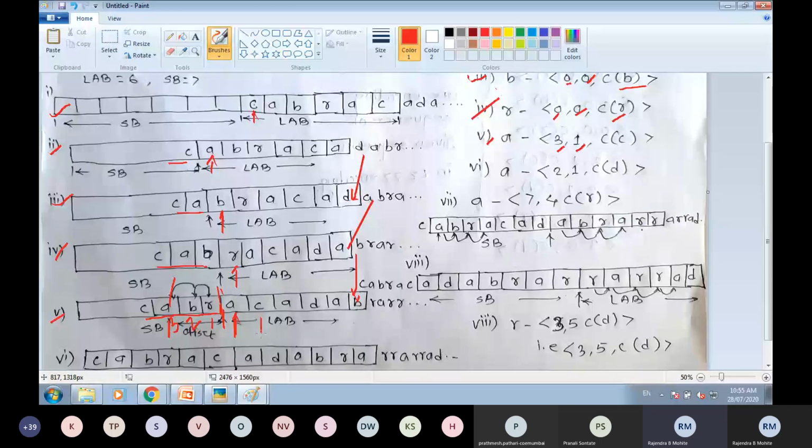So for this C, is there any match? No. So my next code word is C, and for that there is no match. So we can represent the next encoded value. Here it is 3 1 C of C.